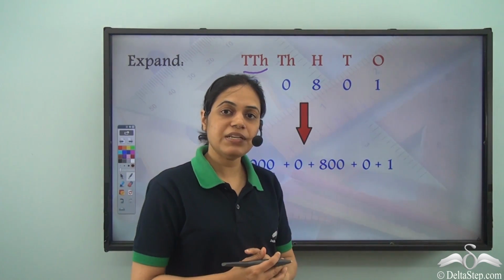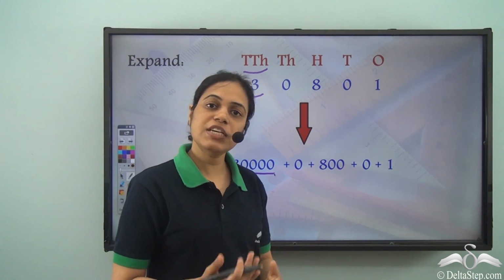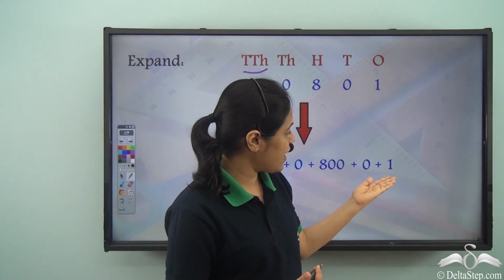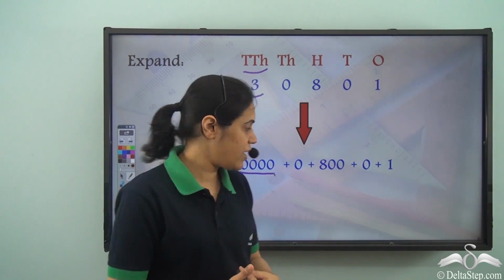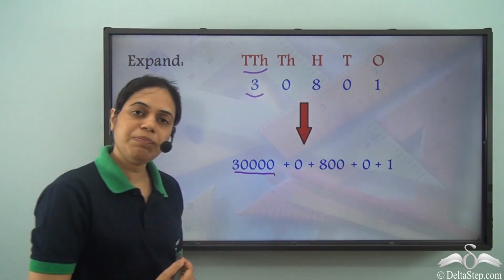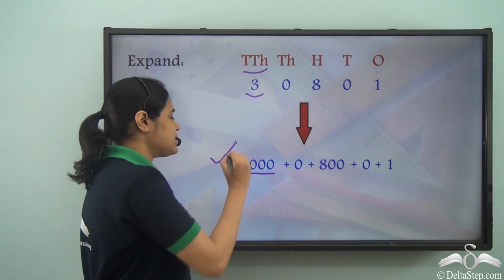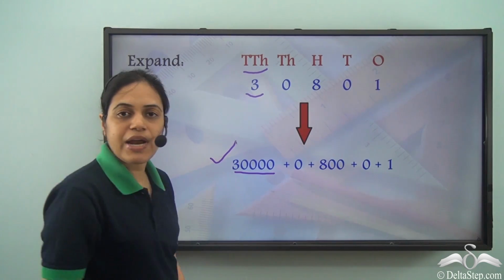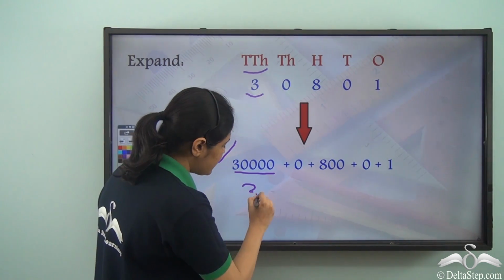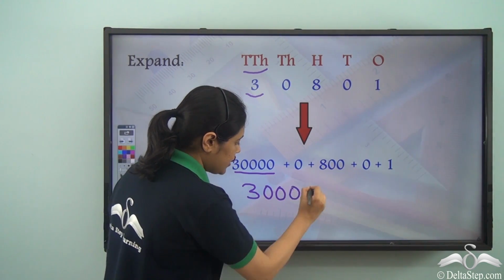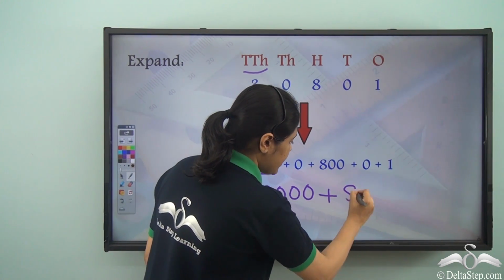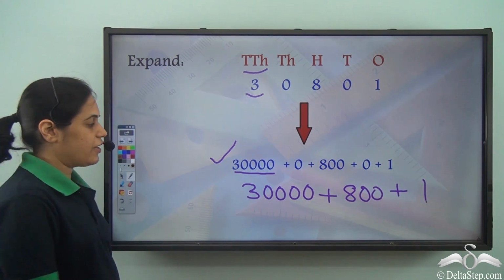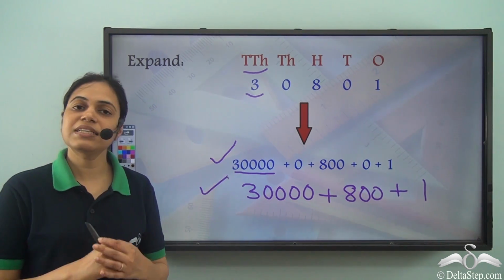0 is in the tens place. So the place value of 0 is 0 into 10. That is 0. 1 is in the ones place. So the place value is 1 into 1. That is 1. Now I have added all the place values. So this is the expanded form. Now I can also skip writing these zeros. So I can simply write it as 30,000 plus 800 plus 1. So I can also write the expanded form as this.